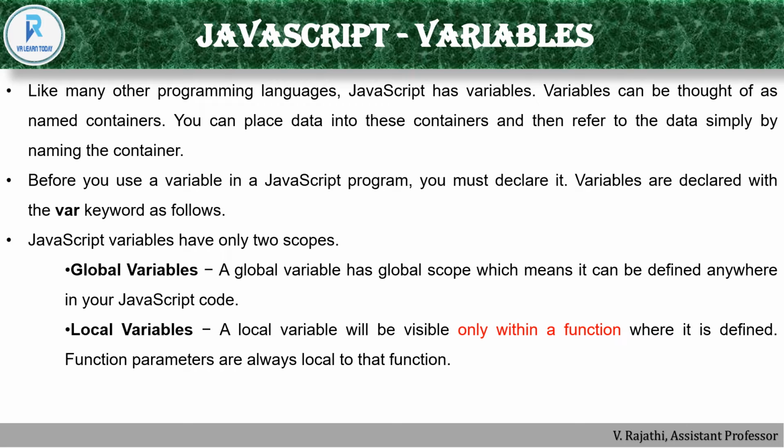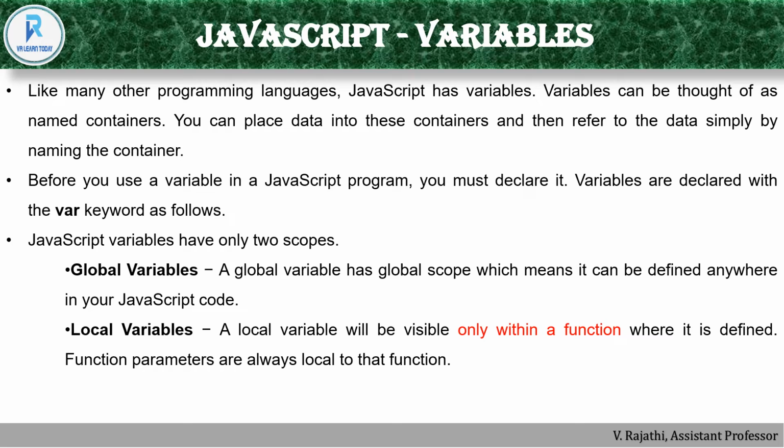So next, JavaScript variables. We have to know variables. Like many other programming languages, JavaScript has variables. Variables can be thought of as named containers. You can place data into these containers and then refer to the data simply by naming the container. Before you use a variable in a JavaScript program, you must declare it. Variables are declared with the var keyword as follows.